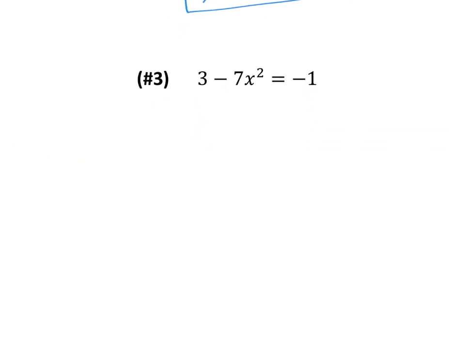Number 3, solving using square roots. So get rid of what's not attached. You see how we want to get this by itself. So we have to get rid of a positive 3. To do that, you will subtract 3. 3 minus 3 cancels. So we are left with negative 7x squared equals negative 4.